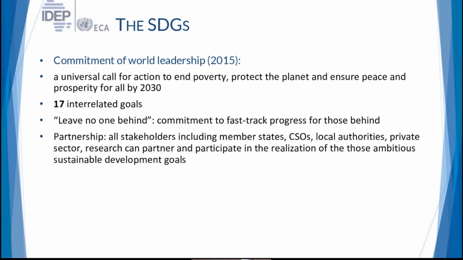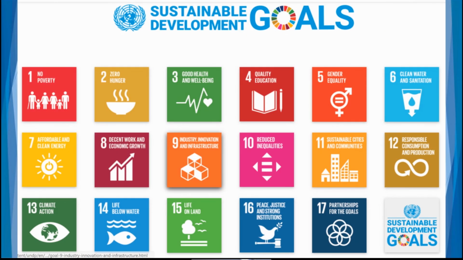The SDGs has 17 interrelated goals, and it is a commitment to fast-track progress due to the challenges that the world is facing today. It calls also for partnerships. All stakeholders, including member states, CSOs, local authorities, private sectors, and others, are called to participate in the realization of the Sustainable Development Goals. So you can see here the 17 goals.